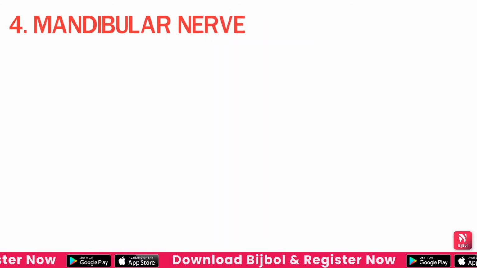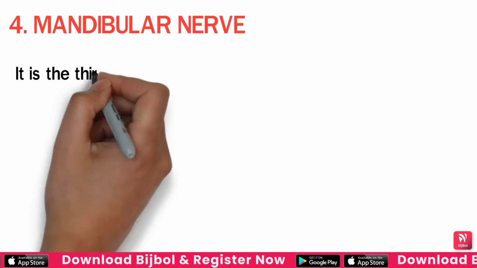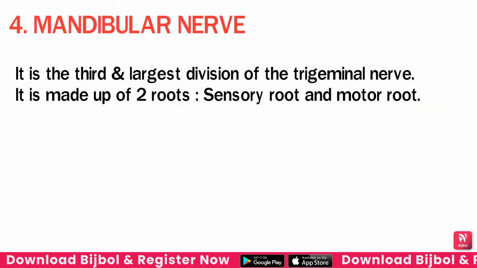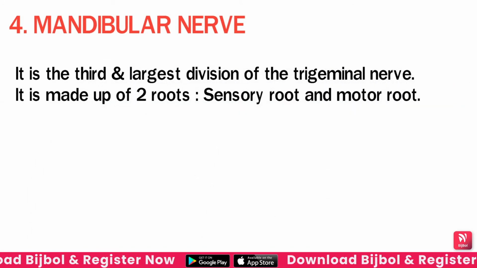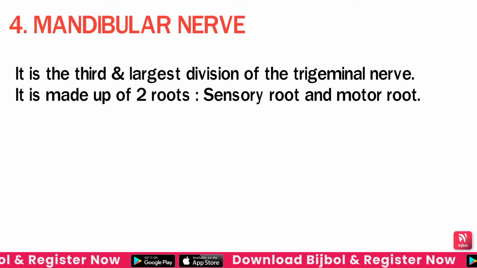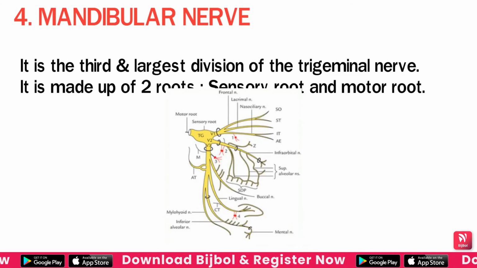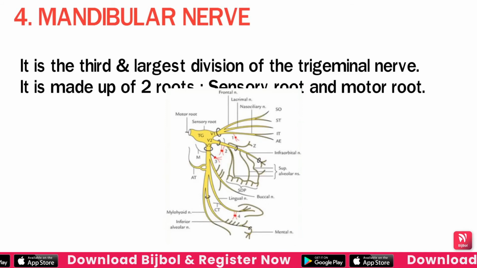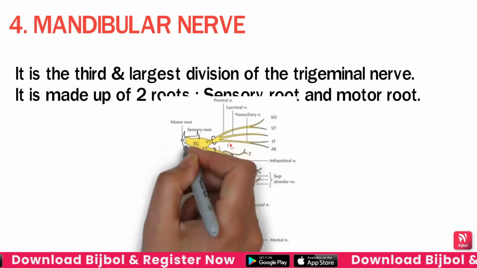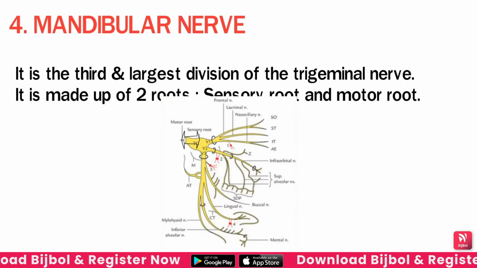Now, the third division is the mandibular nerve. What is the mandibular nerve? It is the third and the largest division of the trigeminal nerve. It is made up of two roots, that is the sensory root and the motor root. What are the sensory and the motor roots? The arrows indicate the motor root and the sensory root of the mandibular nerve.